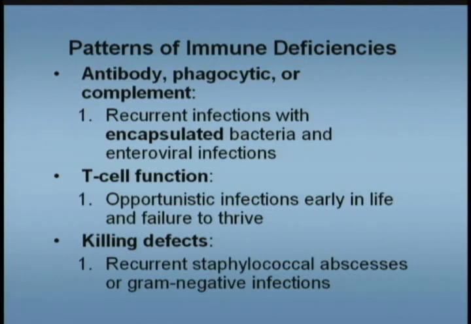For T-cell function, again, the opportunistic infections early in life with a subsequent failure to thrive will make you suspicious. Killing defects, look for recurrent staphylococcal abscesses or recurrent gram-negative infections will make you suspicious for specific killing defects.